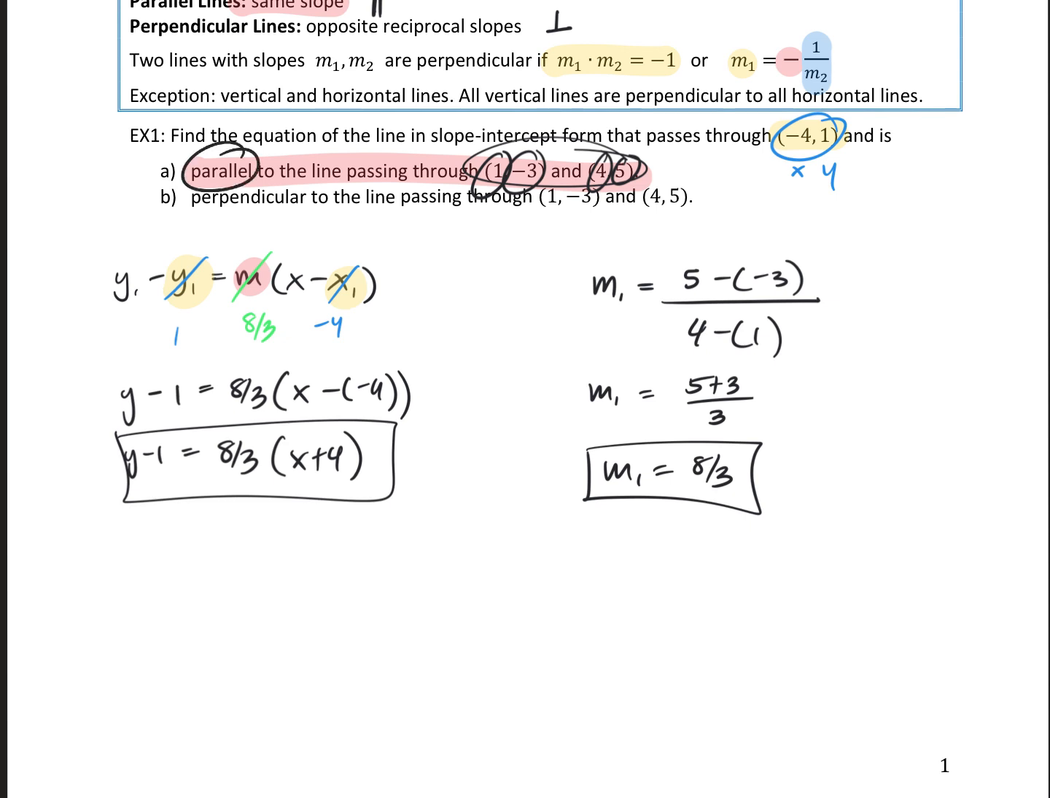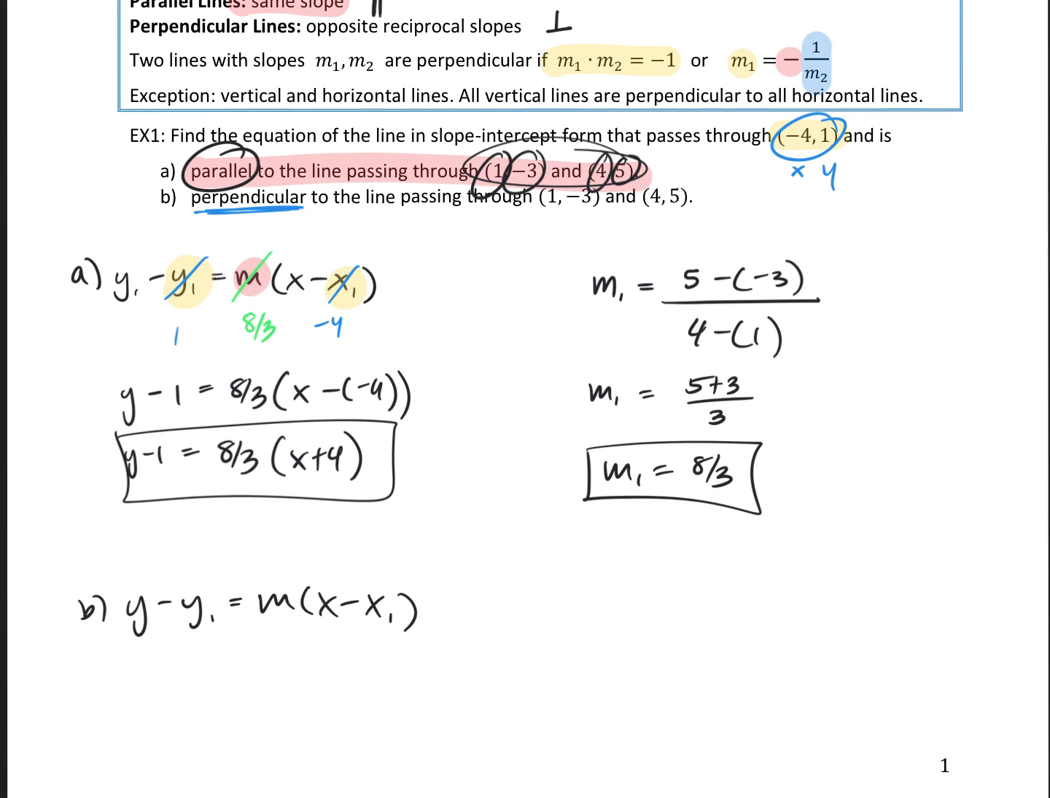In part B, we want to know what my line would be that would be perpendicular to the same line. So the only difference there, we're still going to use the same point. We're just going to change the m that we have. So I'll go ahead and write down the same point that we have.